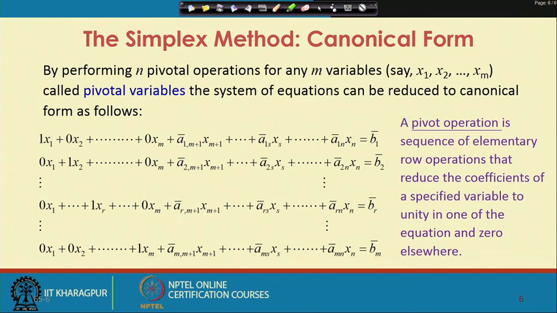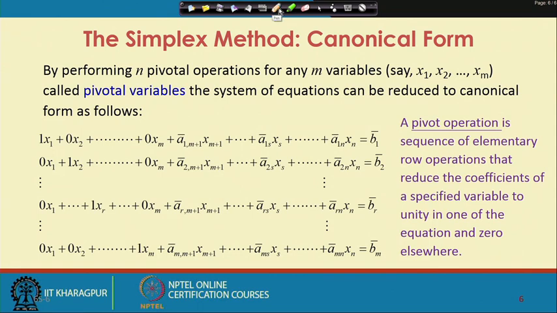Before that, we have to convert the set of equations into its canonical form by performing n pivotal operations. A pivot operation is a sequence of elementary row operations that reduce the coefficient of a specified variable to unity in one of the equations and 0 elsewhere.